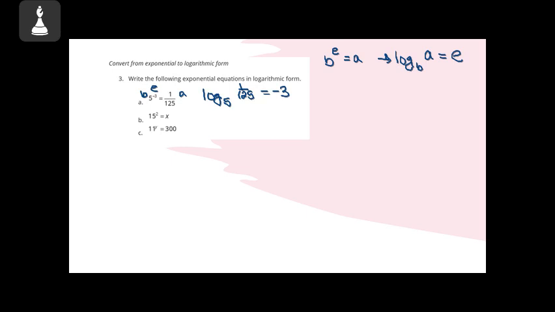In b, the base is 15, the exponent is 2, and the answer is x. So log base 15 of the answer x equals the exponent 2. And the last one, the base is 11, the exponent is y, the answer is 300. So log base 11 of 300 equals y.